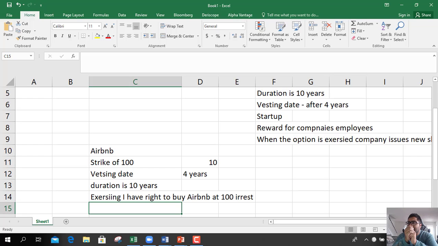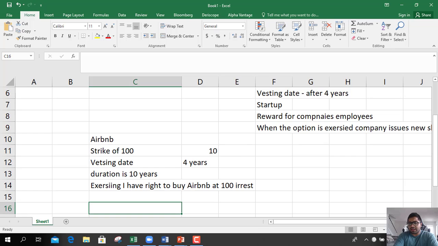Now they also mention that if you leave before the vesting date, you give up your right on options, and if you leave before exercising, you can only sell those options to the company. You cannot sell those options in the open market. So if Airbnb gets listed, say it is doing an IPO, I cannot sell my employee options on the open market. I can only sell them back to the company if the company wants to buy. Even after they are vested, I cannot sell them in the open market. So it is an internal thing that the company does.